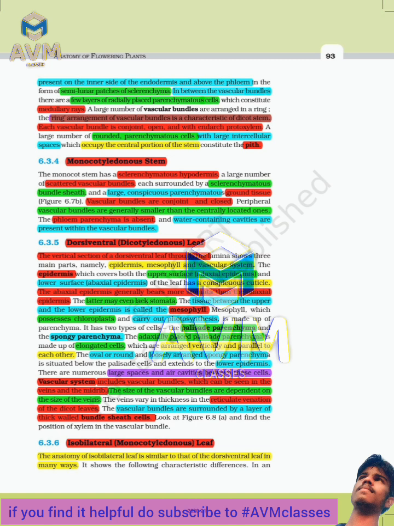A large number of vascular bundles are arranged in a ring. The ring arrangement of vascular bundles is a characteristic of dicot stem. Each vascular bundle is conjoined, open and with endarch protoxylem. A large number of rounded parenchymatous cells with large intercellular spaces, which occupy the central portion of the stem, constitute the pith.